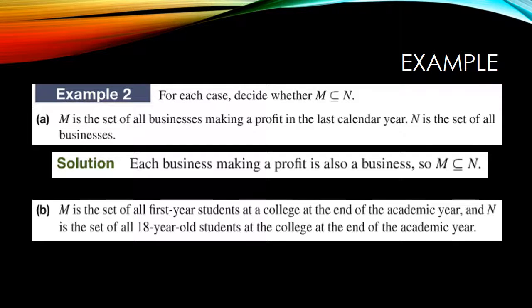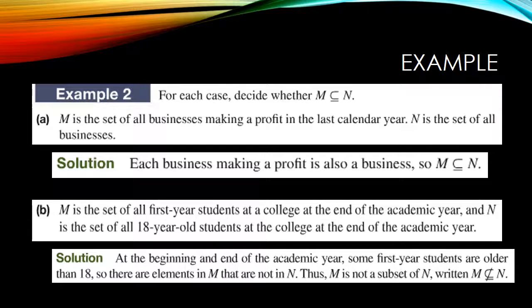For part B, M is the set of all first-year students at a college at the end of an academic year. N is the set of all 18-year-old students at the college at the end of the academic year. Well, at the beginning and end of an academic year, some first-year students are older than 18. Some start college later. So there are parts of M that are not included in N, so M cannot be a subset of N, and you would write that using the subset symbol with a slash across it.